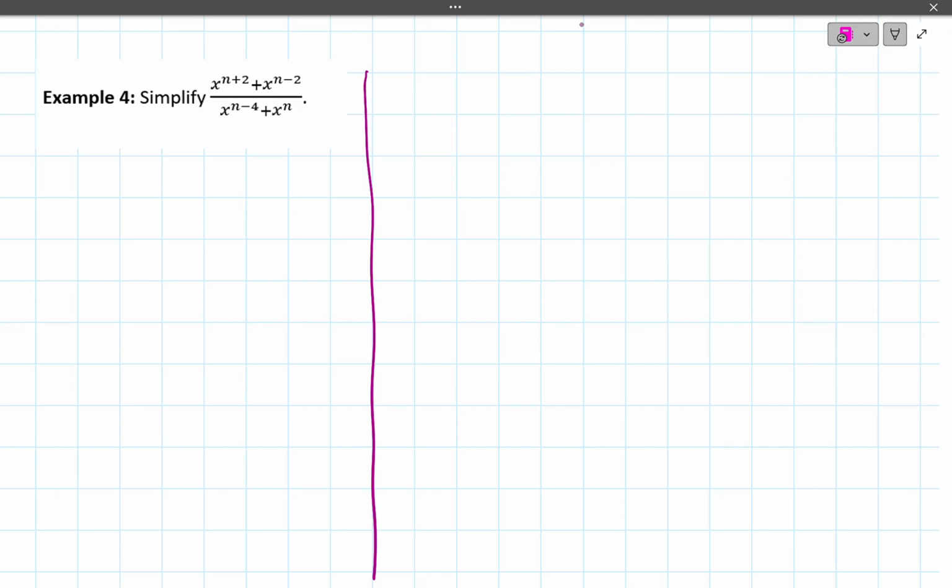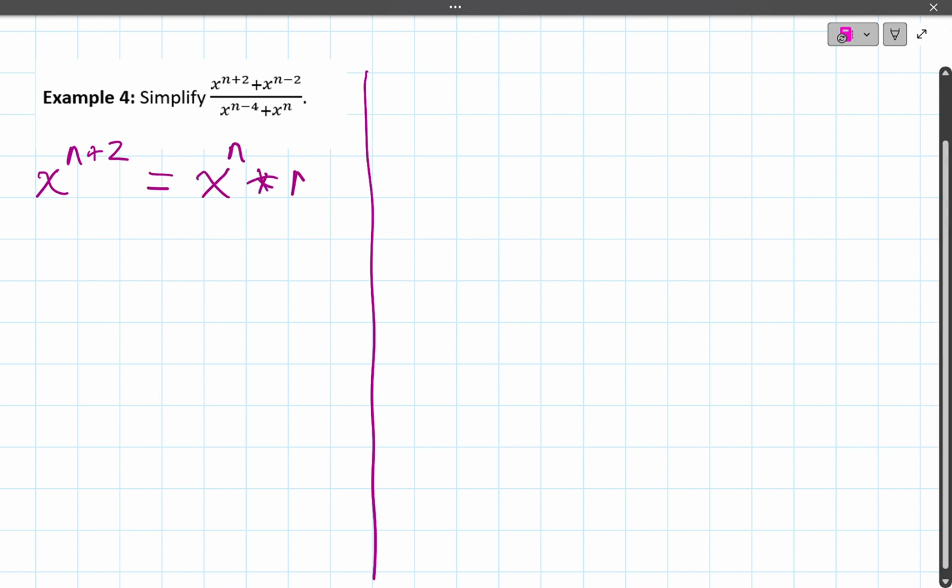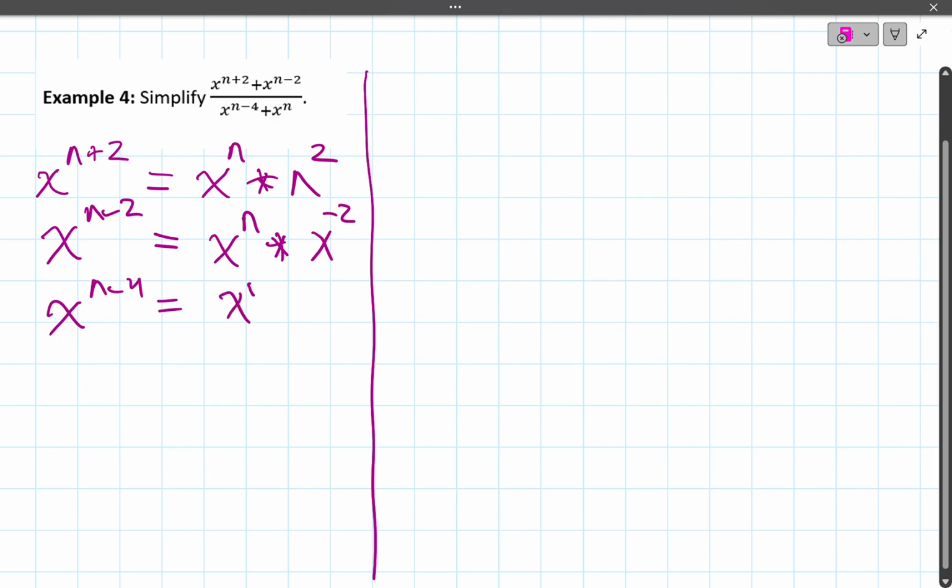So I'm going to separate these: x to the power of n plus 2 into x to the n times x squared, because when we multiply indices, we add them. So let's write that again. I'll write x to the n minus 2 as well. That's x to the n times x to the minus 2. And then I've got x to the n minus 4, which is x to the n times x to the minus 4. And then x to the n I'll just leave as x to the n. I'm just going to write it there so we've got a complete set. So these are all our values.